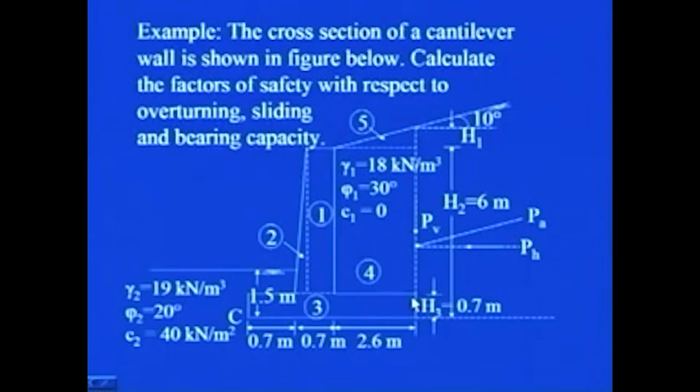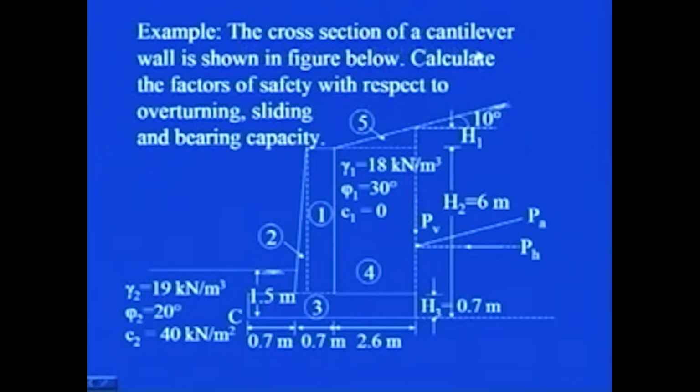Now, this was all the theoretical part that we discussed. Now, let us try to take an example, so that will give you the feel of how you can find out the factor of safety against overturning, the factor of safety against sliding along the base of the wall, and the factor of safety against bearing capacity failure. So, we will take up an example.